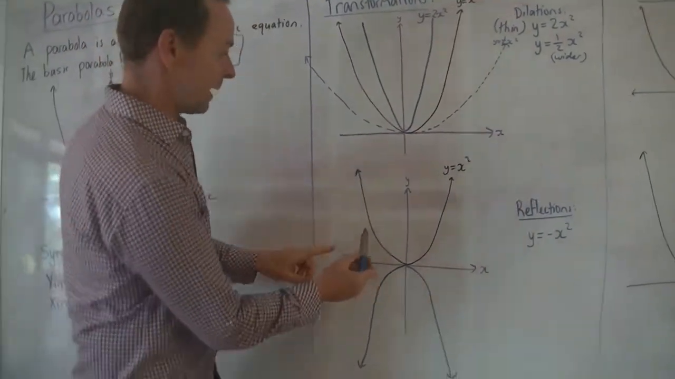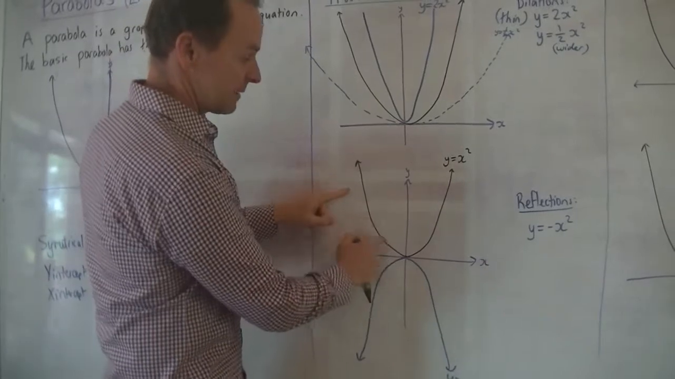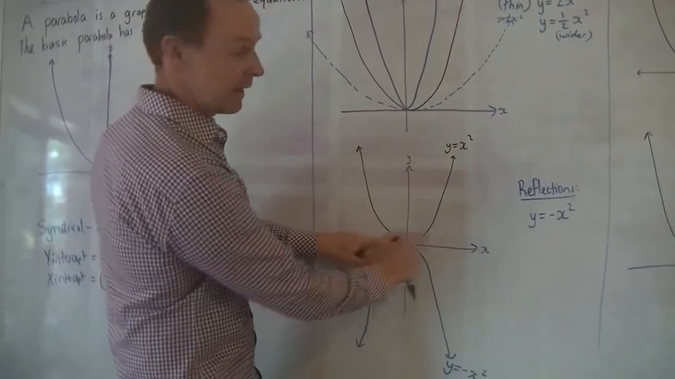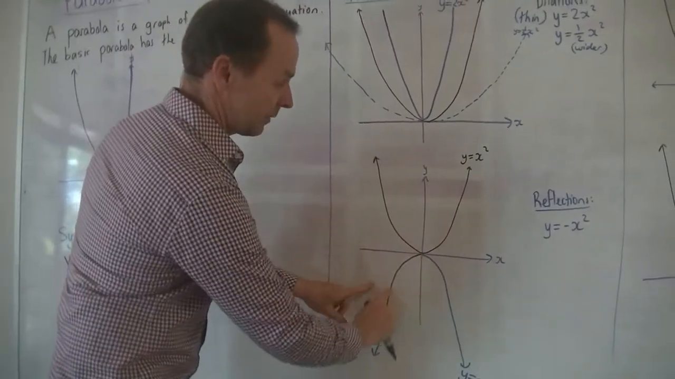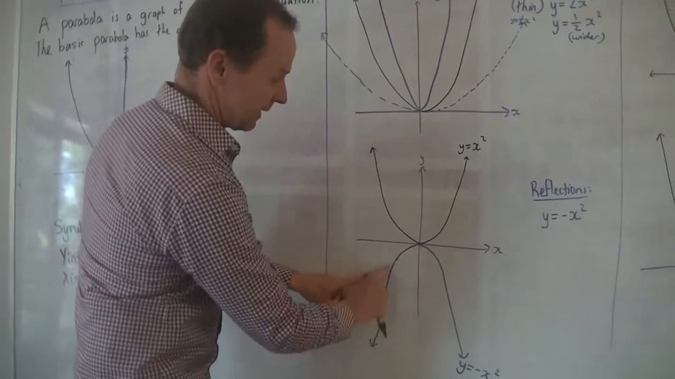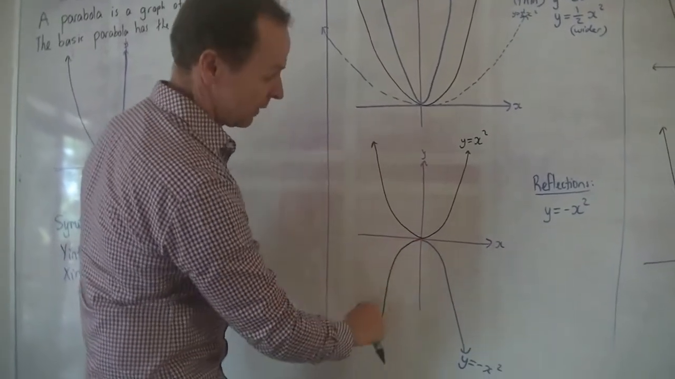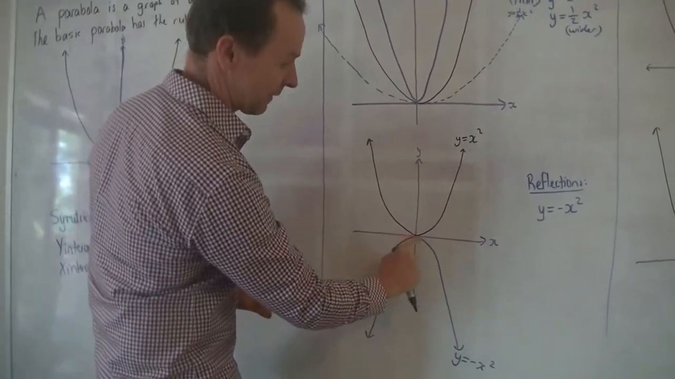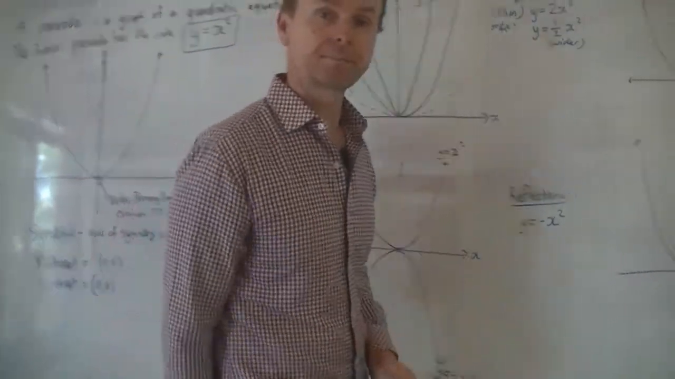And now, remember how I said this one, the generic one, is a minimum. It forms a minimum value there. Now the reflected parabola, can you see here? It makes a maximum value. So this is low, low, low, goes up to the top. That's a maximum, and then it comes down again.